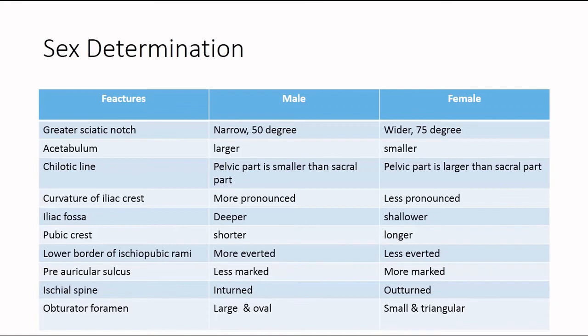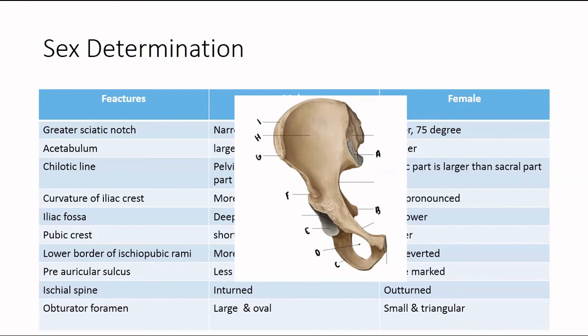Chilotic line. What is chilotic line? Chilotic line is a line that extends from iliac crest up to the iliopubic eminence. So this red dotted line shows the chilotic line, and it represents medial border of the ilium. It has two parts. The upper one is the sacral part, and the lower one is the pelvic part.